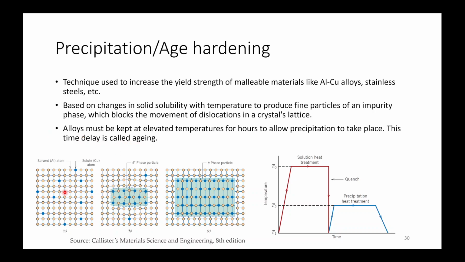Now, in this case, this is a copper aluminium alloy. These are the GP zones or theta prime. These phases form with increasing temperature. So, in this case, you first solution heat treat your material, then it is quenched, then you have to heat it again at a lower temperature for formation of these precipitates.